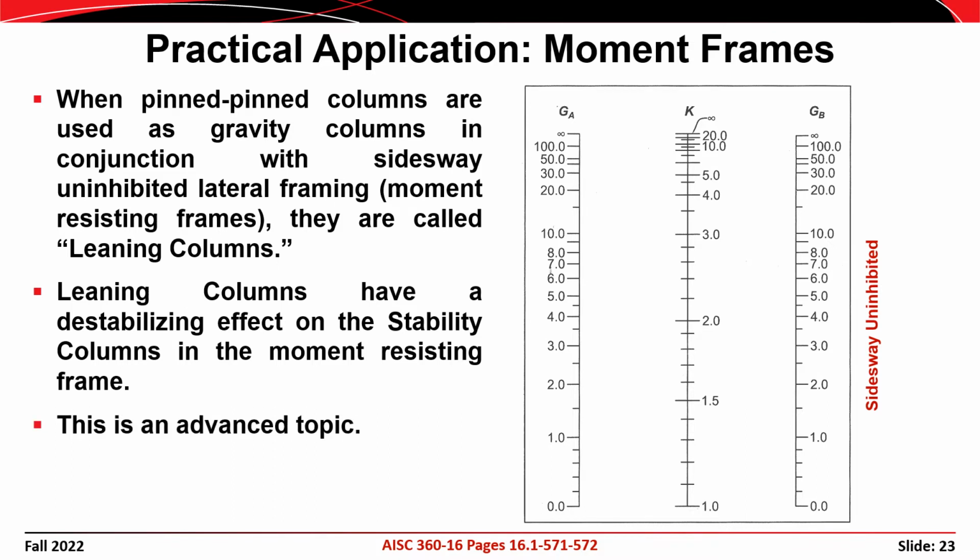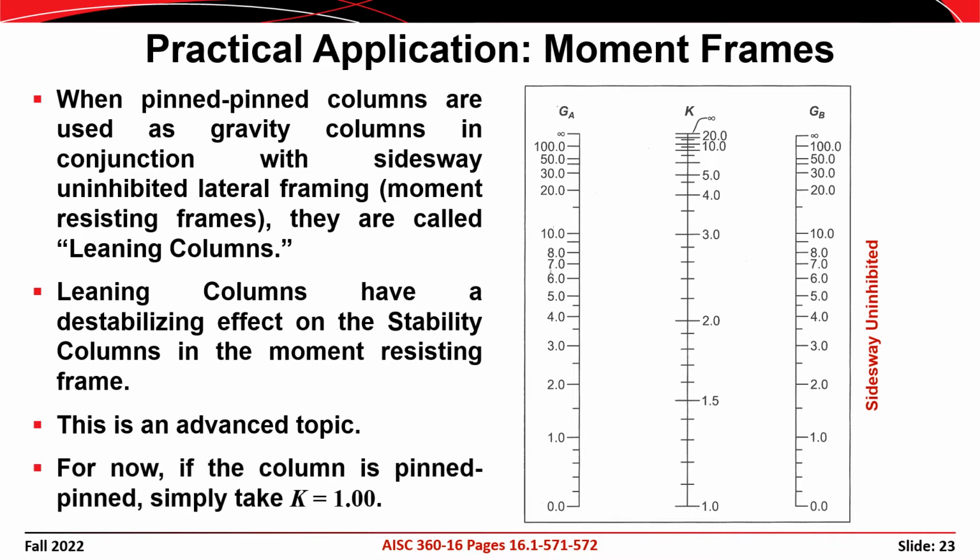Leaning columns can actually cause the effective length factor for a stability column to be larger than what would be calculated using the procedures described in this presentation. This is an advanced topic, however, and will be addressed later. For now, if a column is pinned, simply take K equal to 1, regardless of whether it is in a brace frame or in a moment-resisting frame.